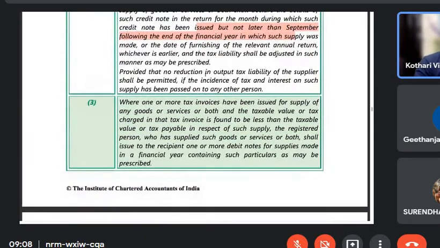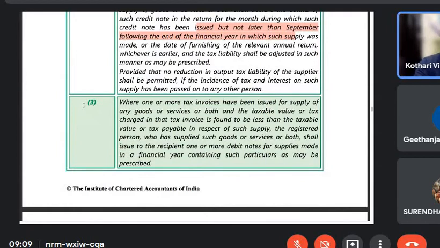Provided that no reduction in output tax liability of the supplier shall be permitted if the incidence of tax and interest on such supply has been passed on to another person. Where one or more tax invoices are issued for supply of goods or services or both, and the taxable value or the tax charged in that tax invoice is found to be less than the taxable value or tax payable in respect of such supply, the registered person who has supplied such goods or services or both shall issue to the recipient one or more debit notes for supplies made in the financial year containing such particulars as may be prescribed.